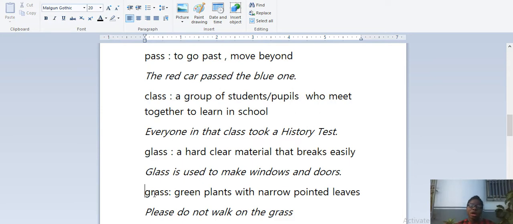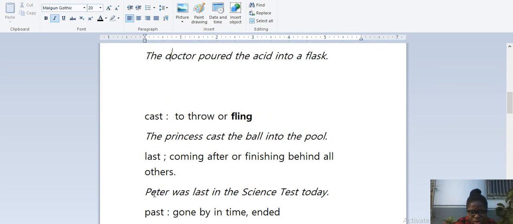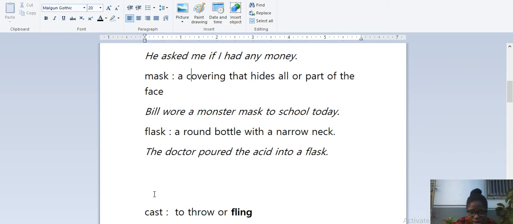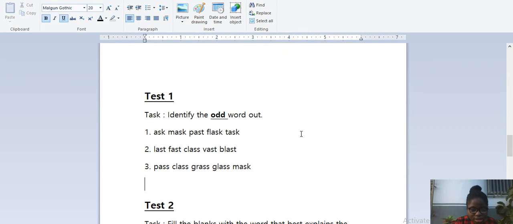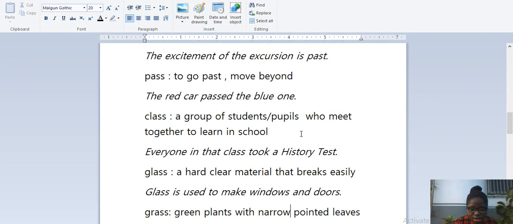Now let's take our definition. Grass is green plants with narrow pointed leaves. Like I said earlier, let me go back because I know some of you might have missed it. Let's go back to narrow. Narrow is right here. Sorry, my mouse is fooling. Anything that is not wide is narrow. So green plants with narrow pointed leaves: grass.